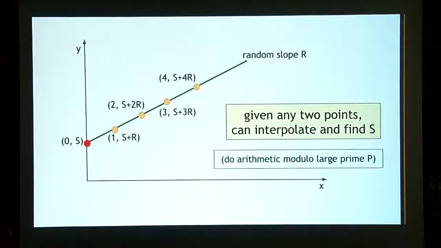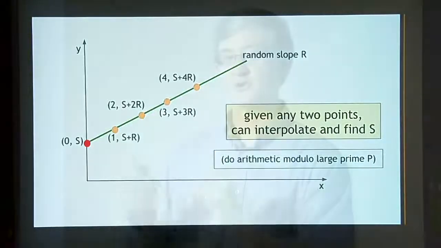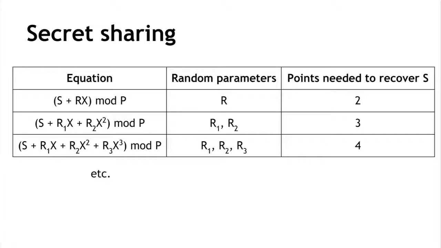All right, but now what if we wanted to require more than 2 points? Well, for 2 points we drew a line because any 2 points are sufficient to uniquely specify a line. If we want to require 3 points, what we're going to do is use a quadratic function because any 3 points are sufficient to reconstruct a quadratic function. And so we can use this table to understand what's going on.